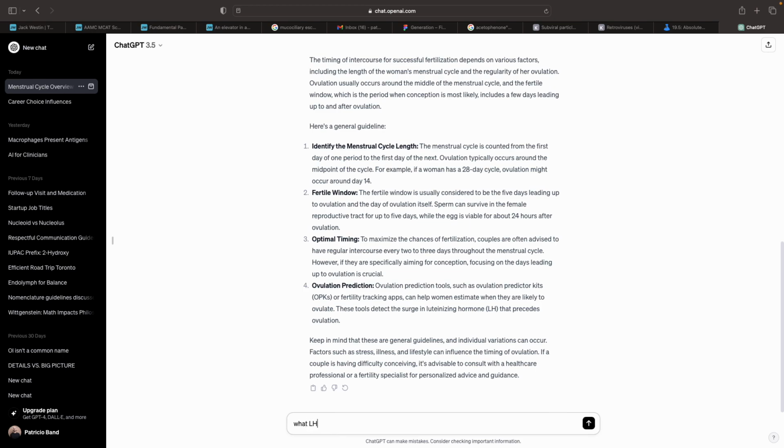What LH level should the OPKs show in order to start the intercourse?